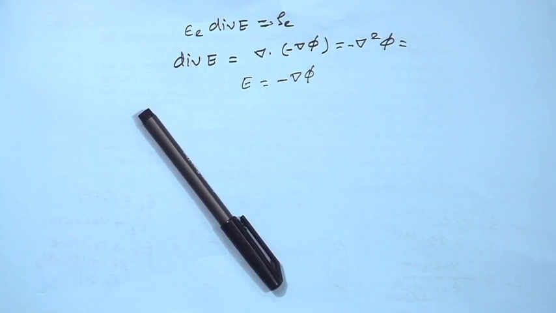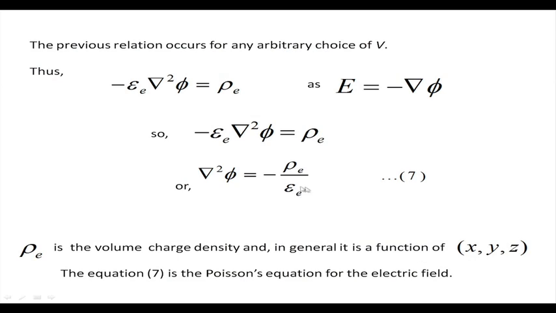Epsilon E is the permittivity of the medium. So, we get a relation for the electric potential with the volume charge density. This equation is referred to as the Poisson equation, of course, a non-homogeneous Laplace equation. This is the Poisson equation and it governs the electric potential. That is why this is the Poisson equation for the electric field.